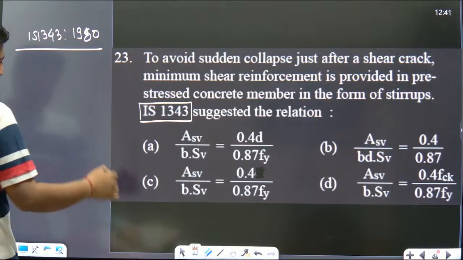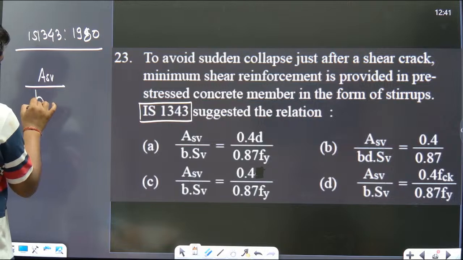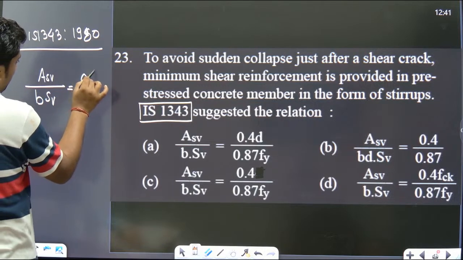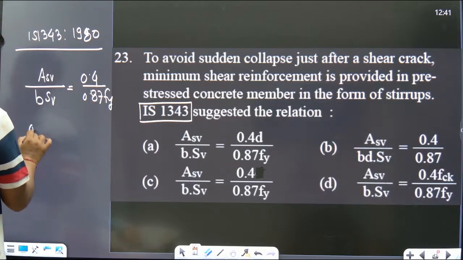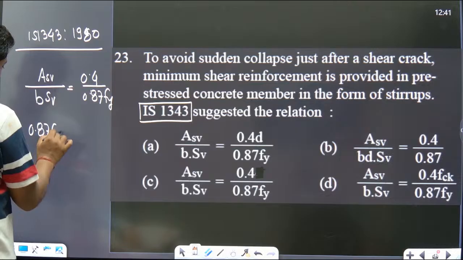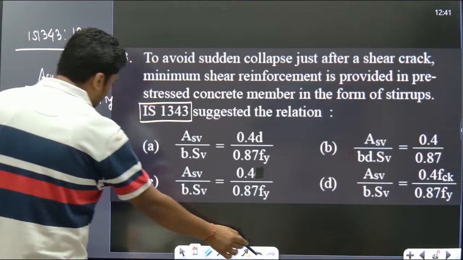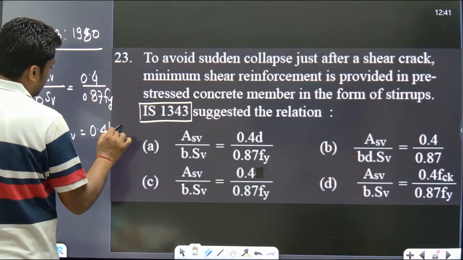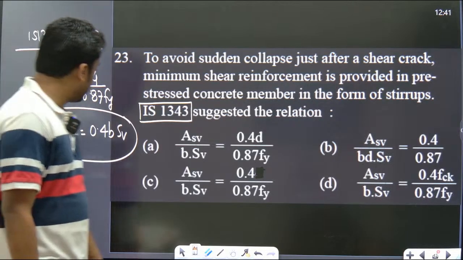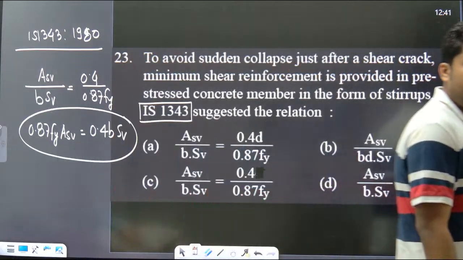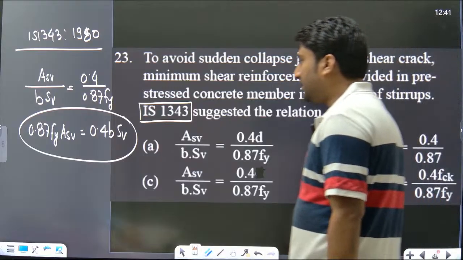This is clause number 24, IS 1343 1980. The minimum shear formula is ASV, the area of the shear stirrup, over B times SV, the spacing of the shear stirrup, equals 0.4 over 0.87 Fy. So 0.87 Fy into ASV should be more than 0.4 times B into SV. This line you need to remember. Understood? So option C is the correct answer.